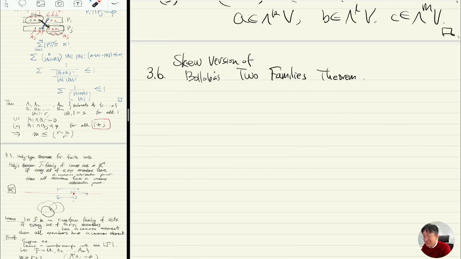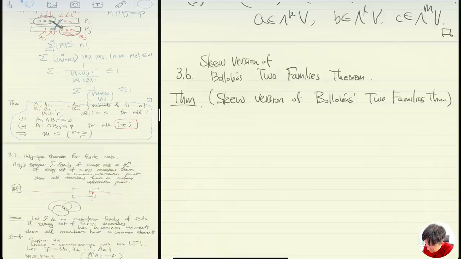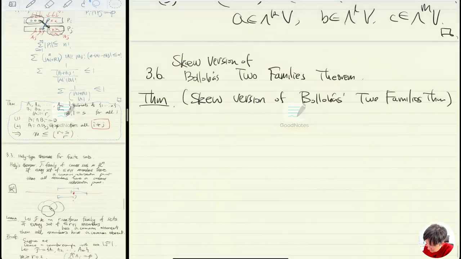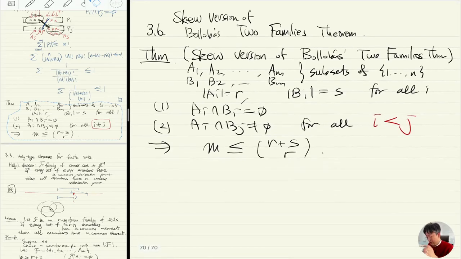Now, we want to prove the generalization of that, where this condition is weakened. So let me first state the theorem. Skew version of Bollobás' two-family theorem. Alright, so probably I can just copy and paste. Now I change these conditions to all i less than j. Alright, so that's the only difference.